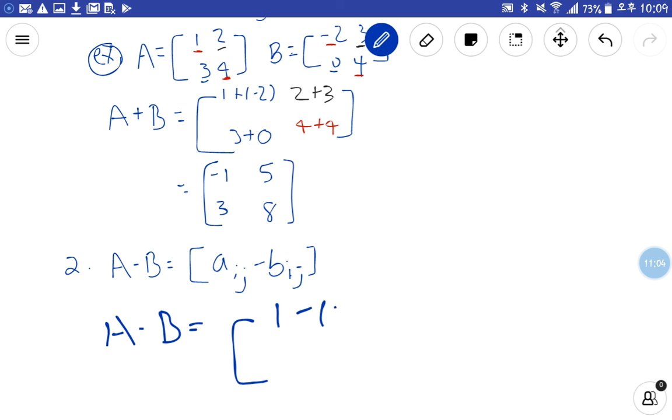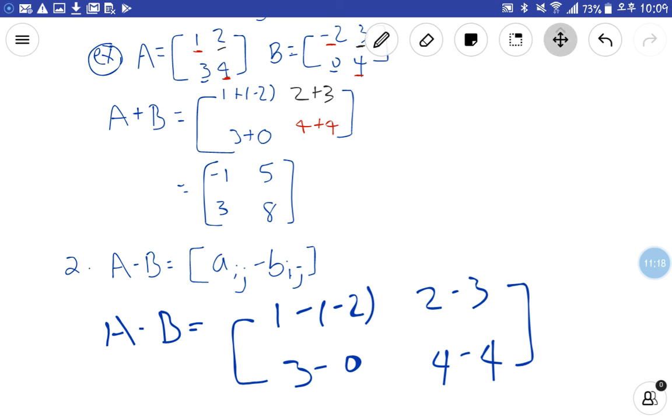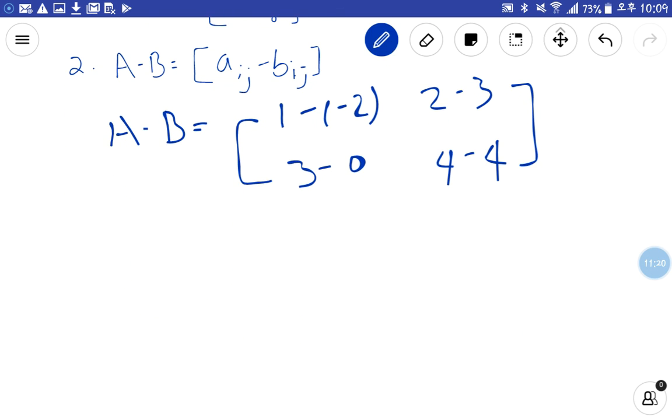1 minus -2, 2 minus 3, 3 minus 0. Make sure you use the same number. I mean, what the same number means this time: first row, first column, the same location. Now don't make a mistake when you simplify. 1 minus -2 is plus 3. So -1, 3, 0. That's my answer.